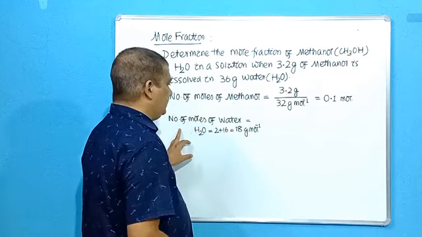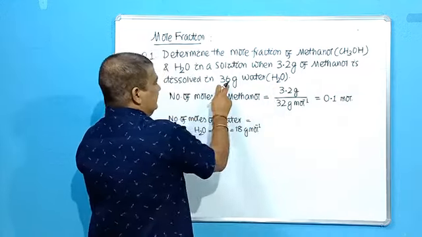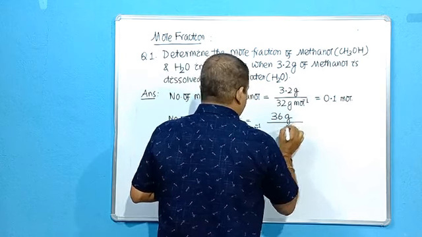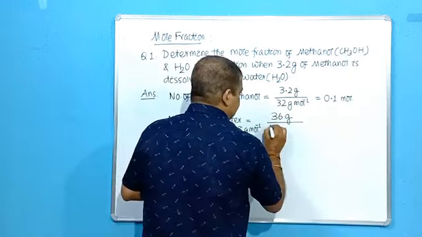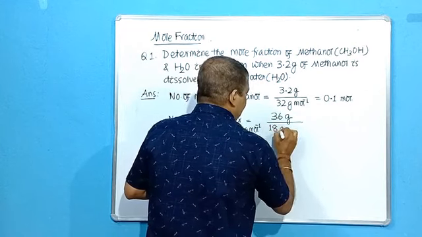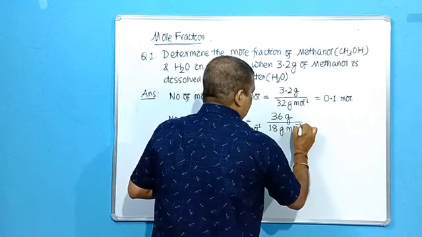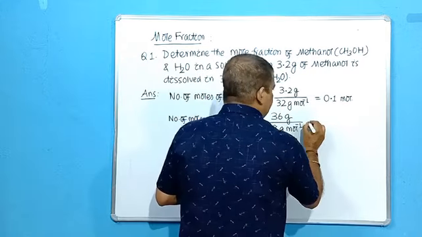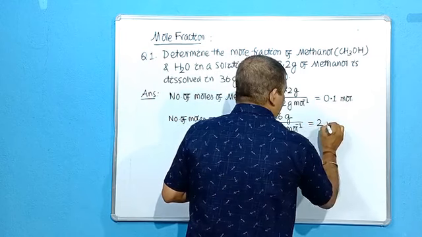So how to find out the number of moles of water? Now given mass is 36 gram. So given mass, that is 36 gram, divided by molar mass, that is 18 gram per mole. So gram will cancel out, it will be number of moles. So it will be 2 mole.